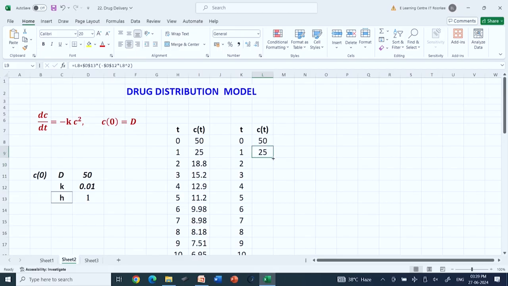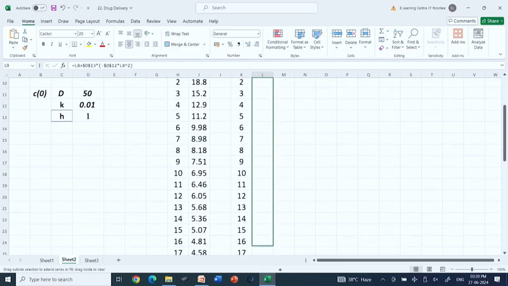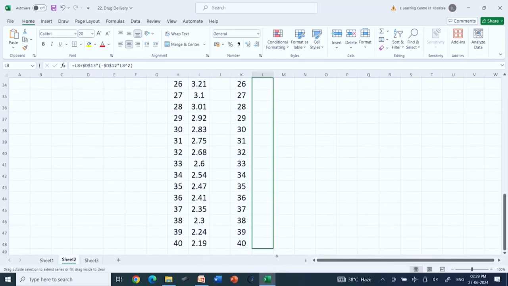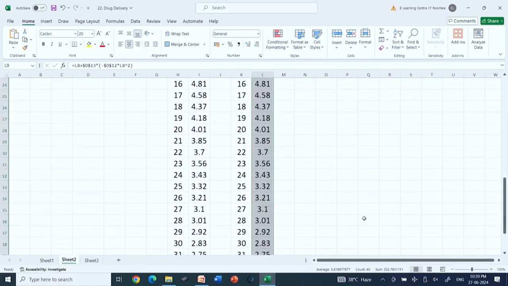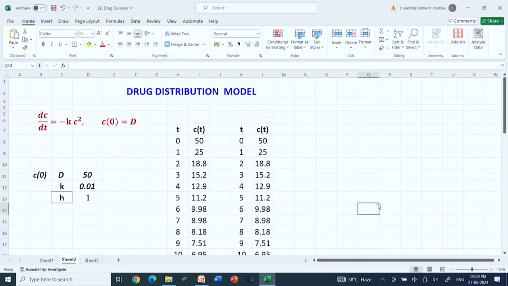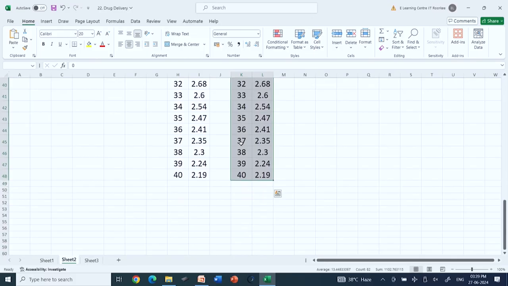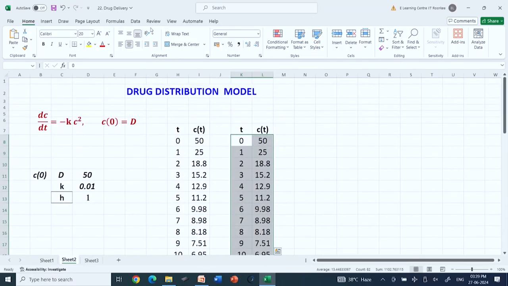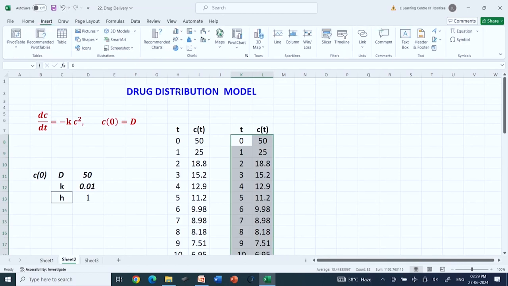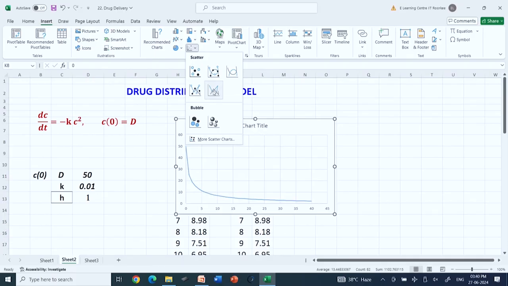And let me drag this. So if I now plot this, I will choose these two. Using the cursor, I go down up to 40 values and I click insert. I choose the charts and I take this smooth diagram.